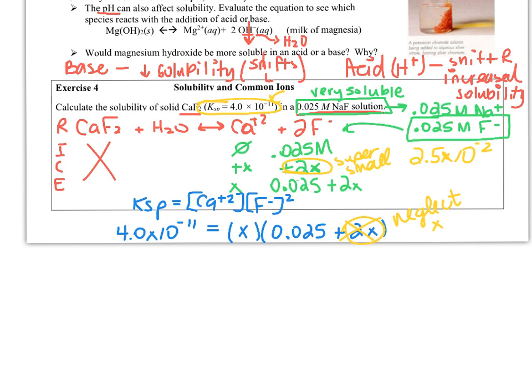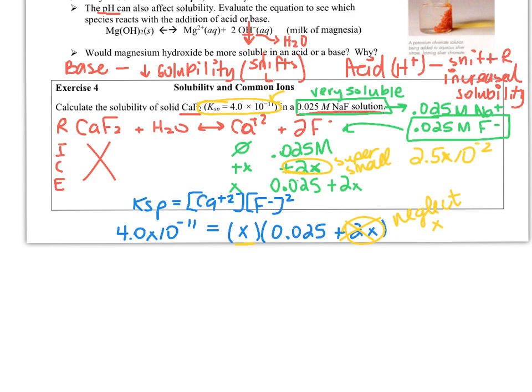If it's less than basically negative 5 and smaller, we can assume that even if I did the quadratic, which believe me, I'll do one for you in class, the x quantity is not even going to change the 0.025. So I could go through the whole process of solving with the quadratic and finding the x and then plug it back in, and I'm still going to get 0.025. So that's why we neglect that plus x.